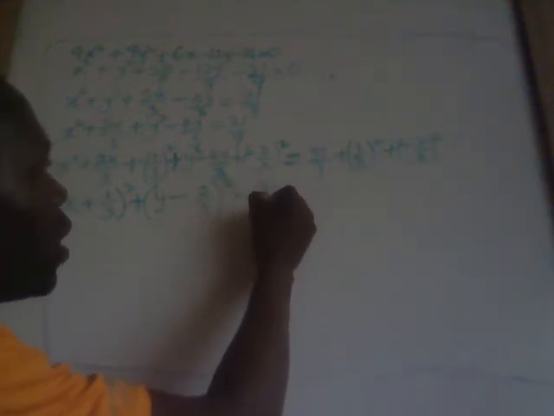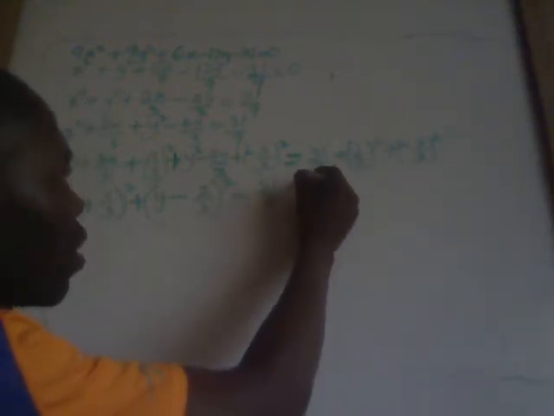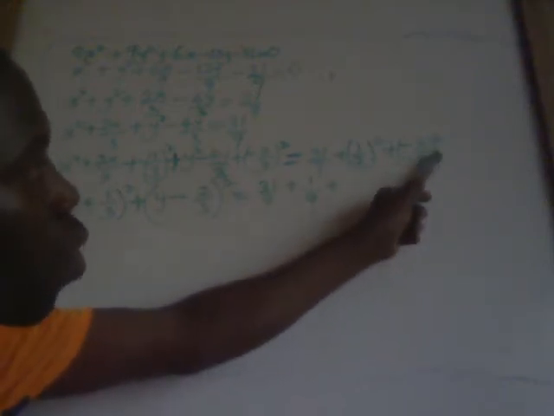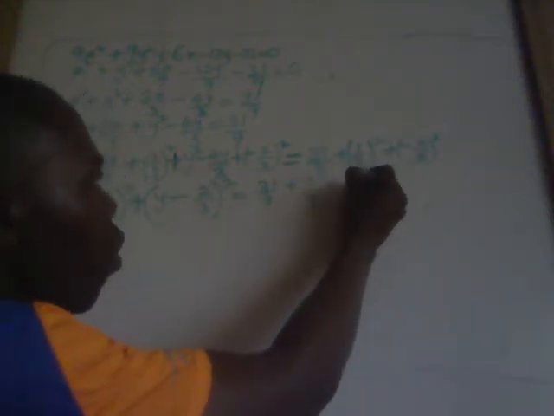1 over 3 squared means 1 over 3 times 1 over 3, and that's 1 over 9. Then minus 2 over 3 squared means minus 2 over 3 times minus 2 over 3. Minus times minus is plus, and 2 over 3 times 2 over 3 gives you 4 over 9. So at the end of the day, we have open bracket x plus 1 over 3 all squared plus open bracket y minus 2 over 3 all squared equals 2.